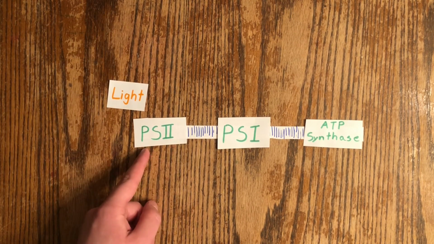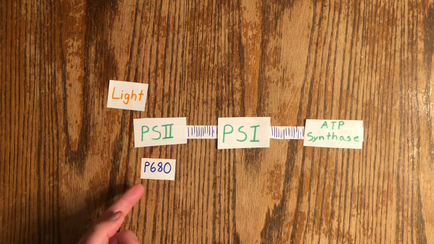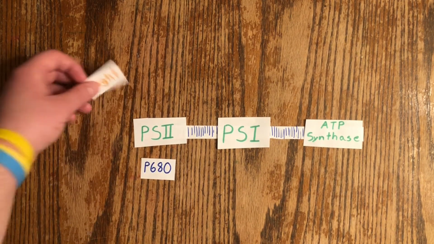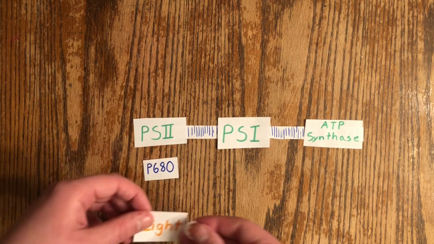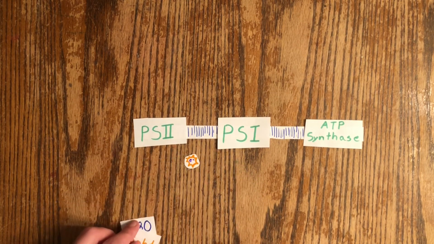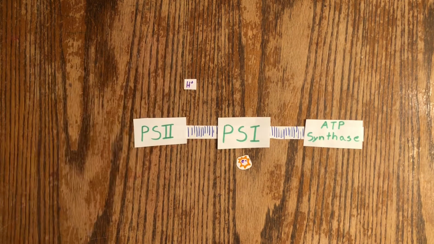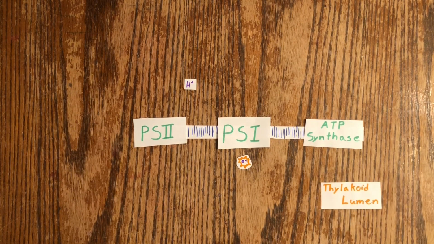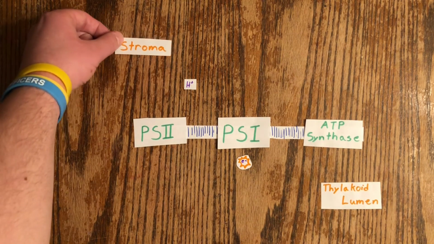Within photosystem 2 is something called P680, which has an electron waiting for the light. The light will excite the electron of P680. These excited electrons are in a higher energy state. Oops, I forgot to mention some crucial parts of this diagram. The inside is called the thylakoid lumen, and the outside is called the stroma.